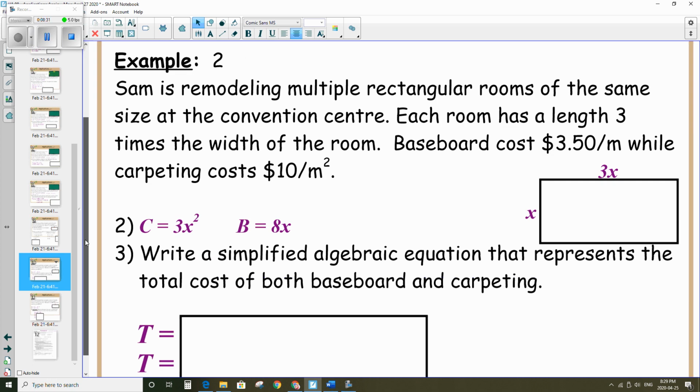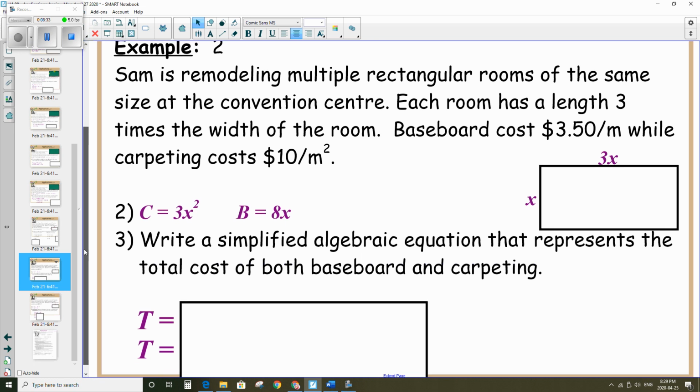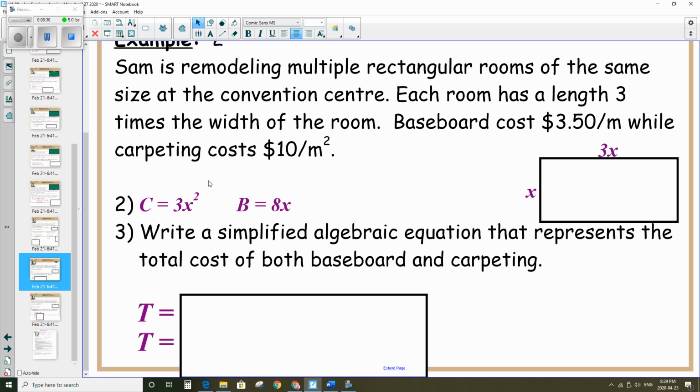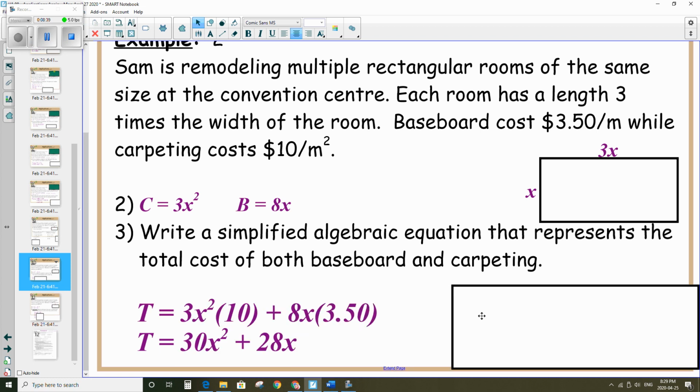Part 3, write a simplified algebraic expression that represents the total cost of both baseboard and carpeting. So we want to add those together. So we've got 3x squared multiplied by 10 because the carpeting costs $10 per square meter. And then to that, we're going to add 8x multiplied by the cost of each meter for the baseboard. Okay, and I just multiplied 3 times x squared, which is 30x squared, and 8x times 3.50 is 28x. So this is our simplified expression.